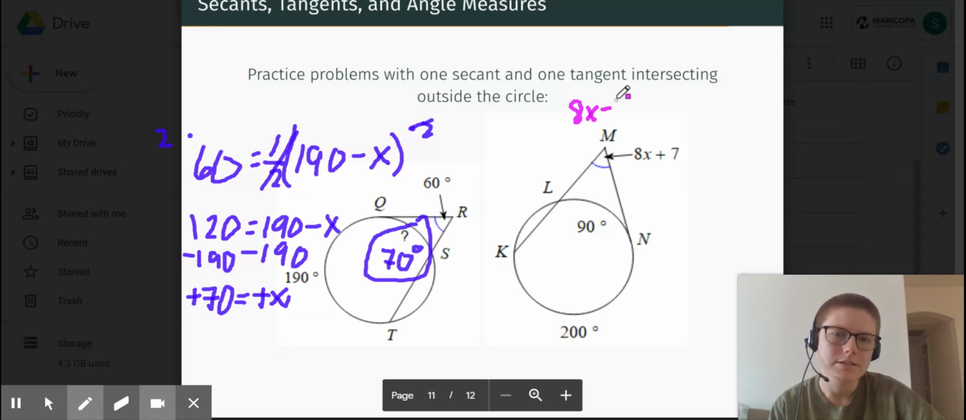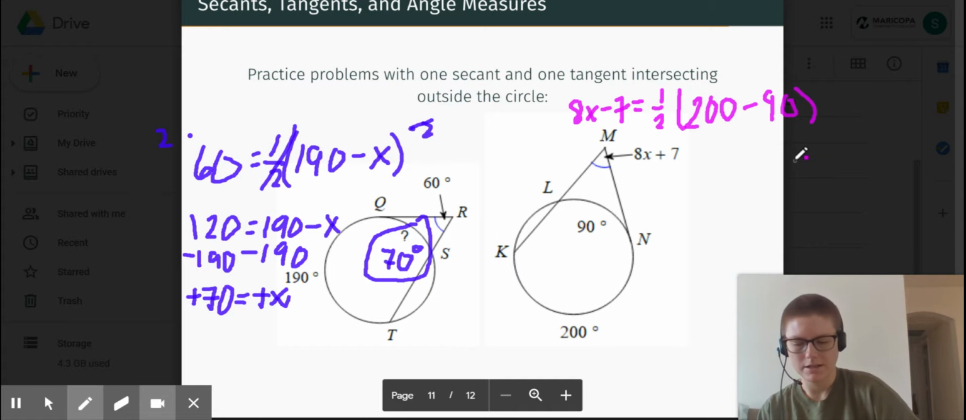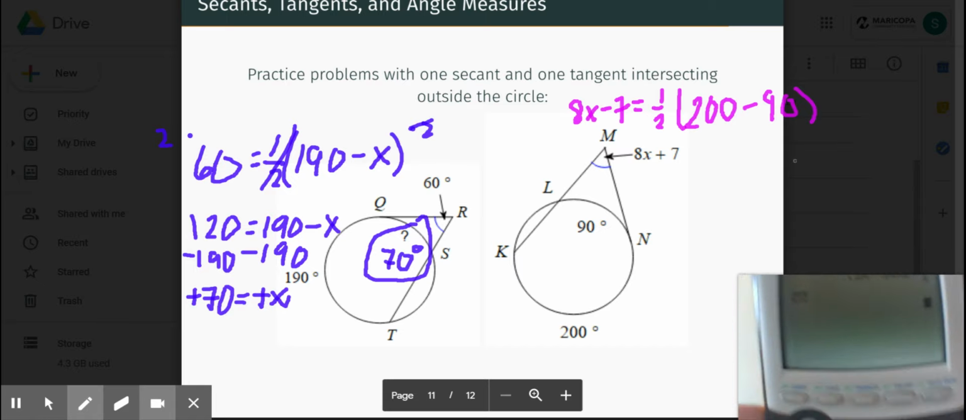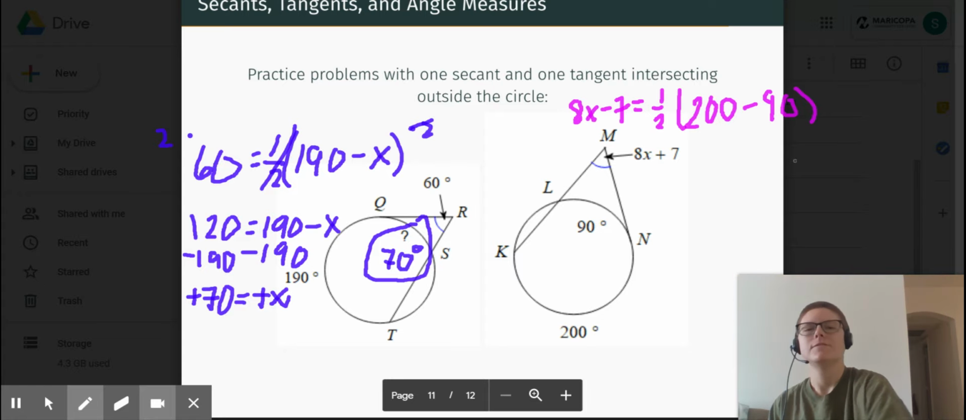So we've got 8x minus 7 equal to 1/2 times 200 minus 90. It's really nice when there's only one x, because you can just simplify this whole side. And that's what I'm going to do. Put it in my calculator instead of taking it step by step. If you wanted to, you could do the 200 minus 90 and then take the half of it, but calculators can do the whole thing all at once. Half of 200 minus 90 is 55.